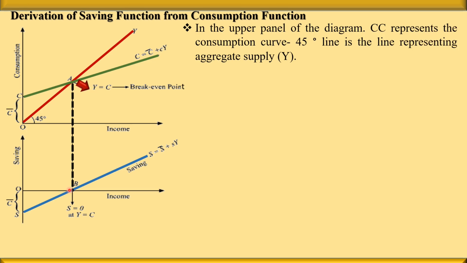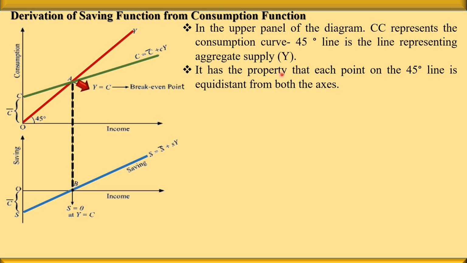Try to see through the observations in the upper panel. This is the upper panel and this is the lower panel. In the upper panel of the diagram, this line represents the consumption curve. The 45-degree line is the aggregate supply curve. This red line, the 45-degree line, represents the aggregate supply curve. Aggregate supply is always equal to national income, so it can also be represented by Y.